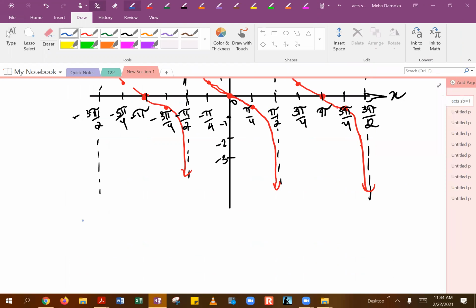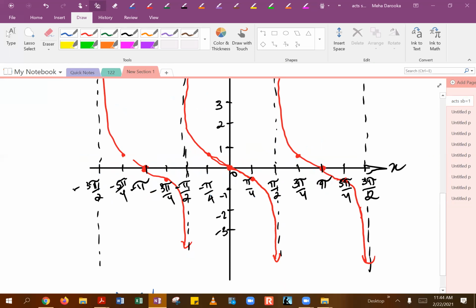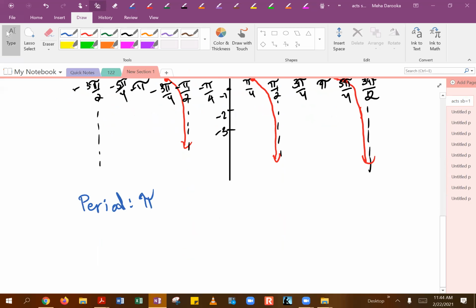Okay, so keep in mind the period for our function is still the same. It is still at pi. We've already talked about the asymptotes. I'm not sure if they will ask you for domain and range or not, but just in case they do, remember your domain is going to be all x values except where your vertical asymptotes are.